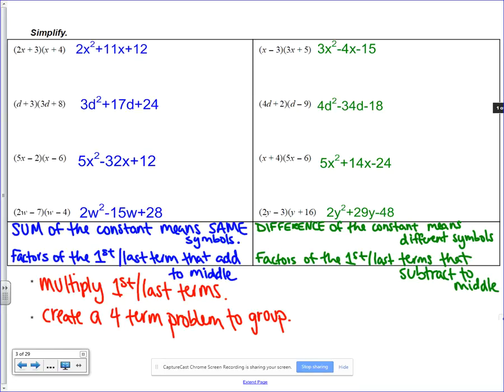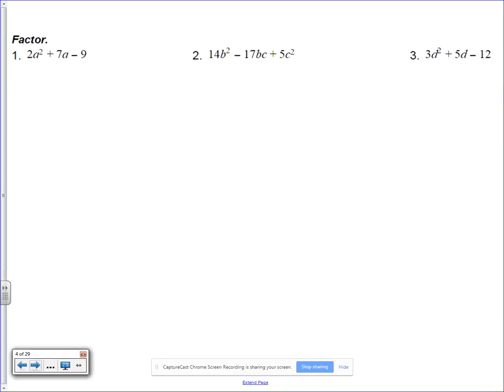Okay, we ready? First problem. First things first, is there a GCF? Is there a number I can take out of 2, 7, and 9? Nothing besides a 1, correct? Okay, next question. How many terms do you have up here? 3 terms, which means I need to make what? A binomial times a binomial.